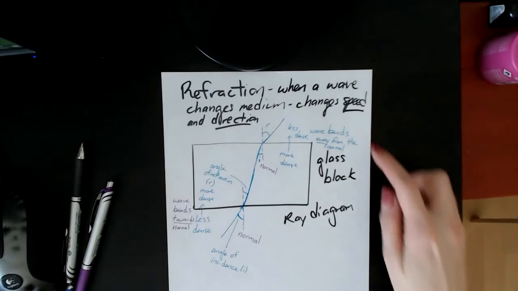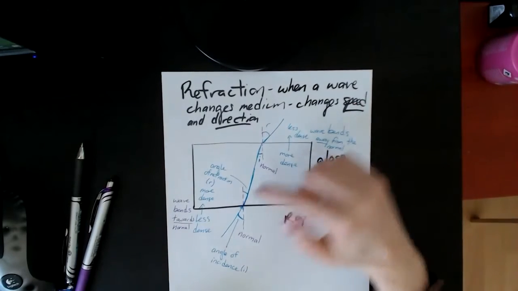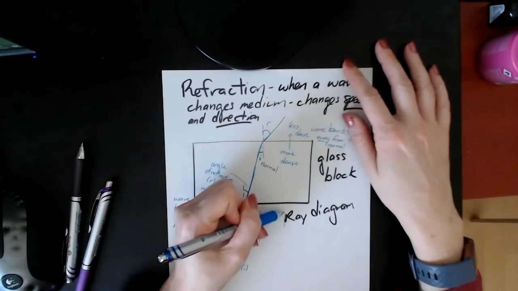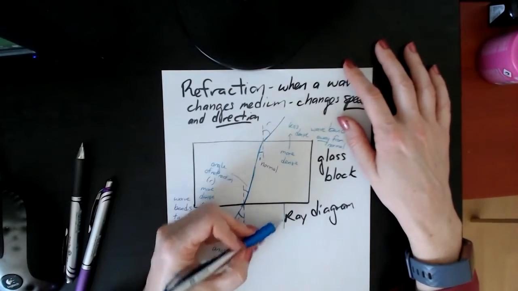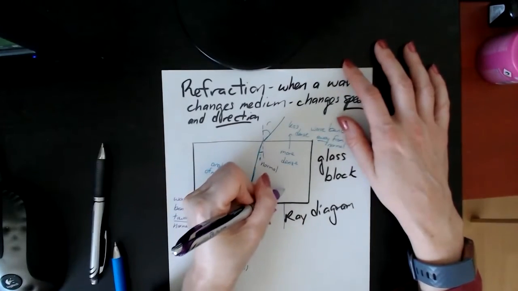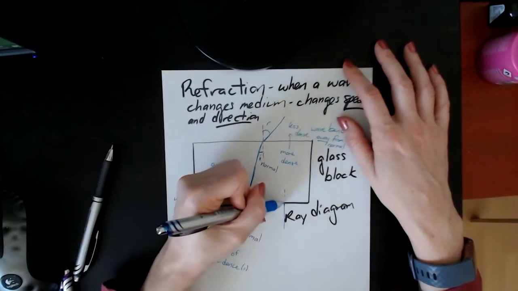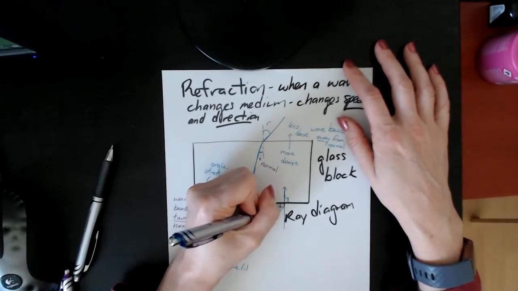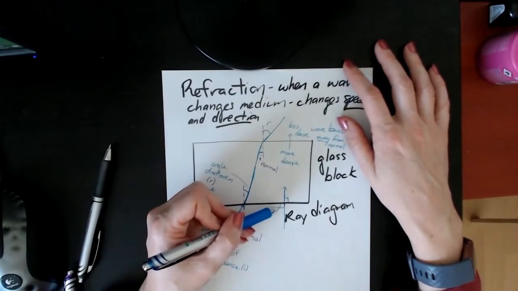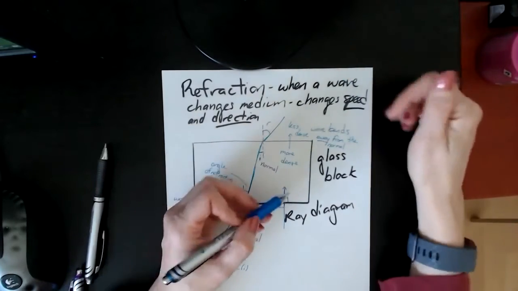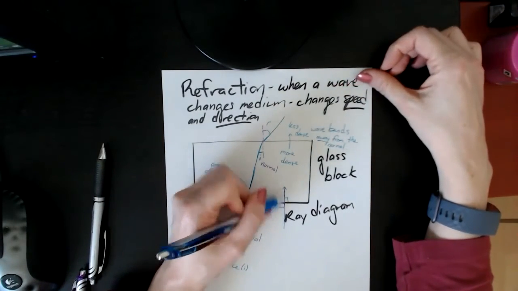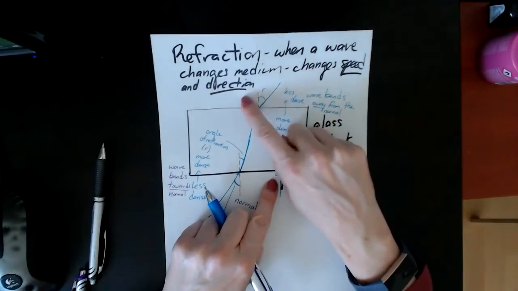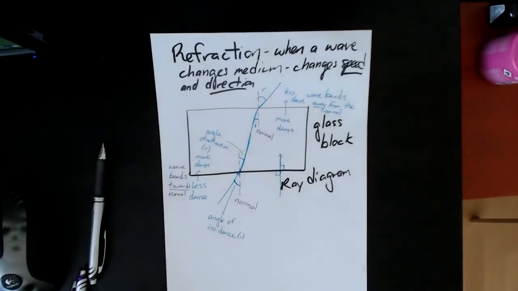Now, I said that it always changes speed and usually it changes direction. So here it's changing direction. The only time it doesn't change direction is if you have a light wave that is coming in along the normal, so it is already perpendicular to the surface. The light wave will enter and it will not change path if it is already at a 90-degree angle. If the angle of incidence is already 0, then the angle of refraction will also be 0. So it still changes speed here, but it's not actually going to change direction. So that's the exception to this idea of changing speed and direction. Usually it changes direction, but sometimes it doesn't.